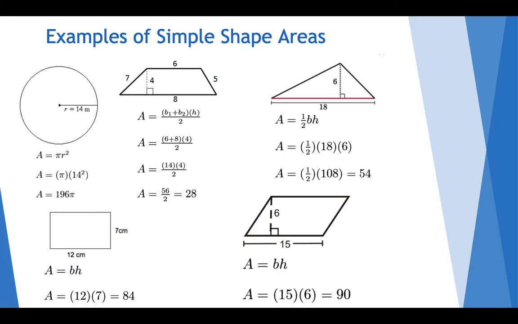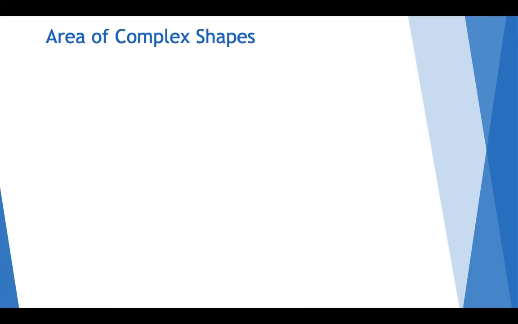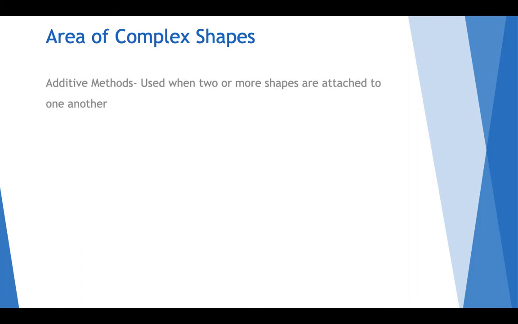Okay, so how about more complicated shapes? Well, when you have complicated shapes, there's usually two different types that are tested on the ACT. You have complicated shapes that require additive methods to solve. That's used when two or more shapes are attached to one another. By solving these, you would find the areas of the individual shapes and add them together, hence the name additive.